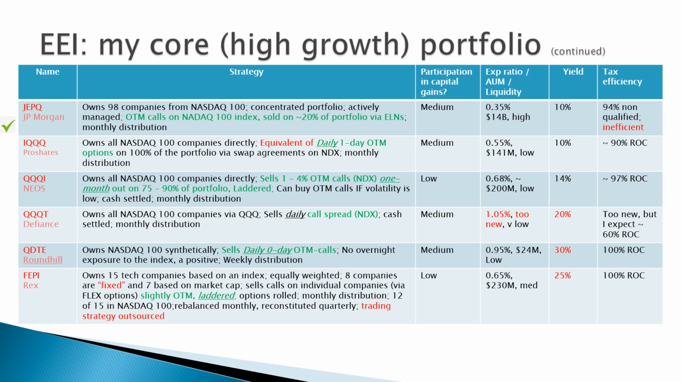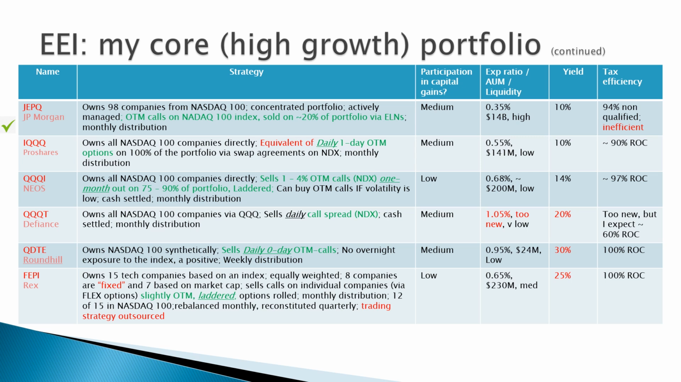Just like JEPI is misunderstood, many people think that JEPI is a substitute or based on the S&P 500. It is not. JEPQ is similar, but JEPQ is more based on the NASDAQ 100 than JEPI ever will be. They own 90 plus companies out of the NASDAQ 100. It's clearly actively managed, and it's a much more concentrated portfolio than JEPI is.